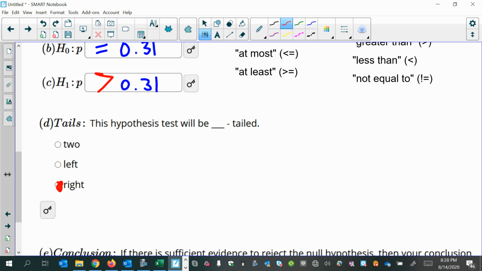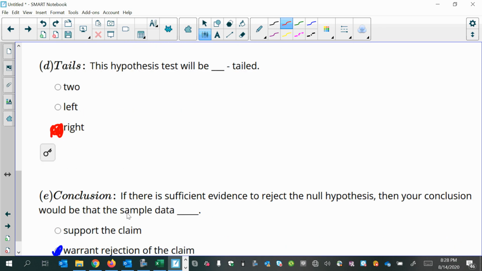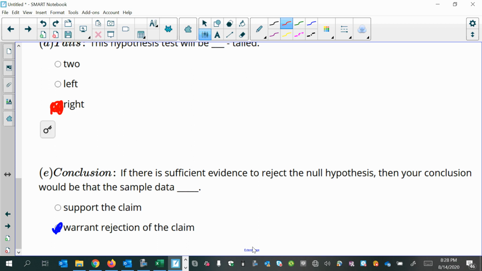And if I reject my null hypothesis this time, if I find enough evidence to do that, that leaves only the alternative that could be true, right? By rejecting the null hypothesis, you're suggesting that it is false. So then that leaves the alternative for you to support. And so in that case, I would change my answer to support the claim.